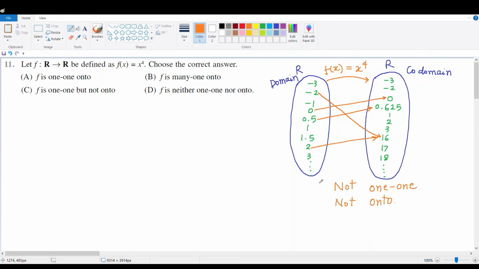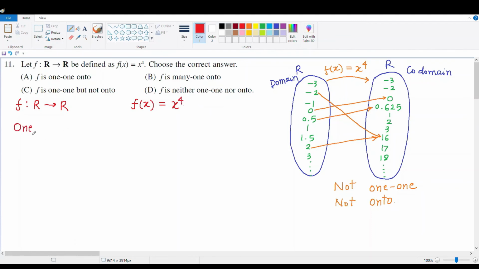Let's say if we had to write systematically, so we are going to show what. Okay, let me first write this. The function is from R to R. So the domain is all real numbers, the codomain is all real numbers, and then the function definition you are given is x to the power of 4.